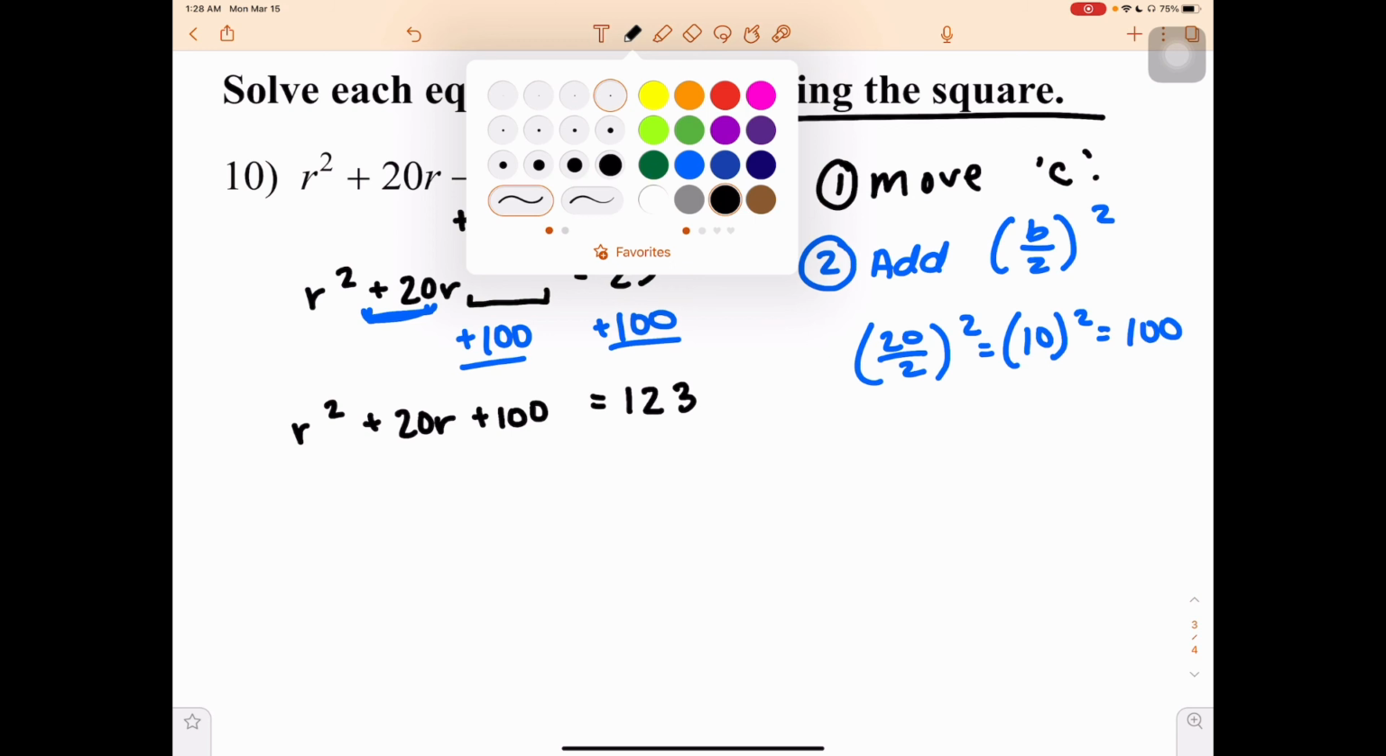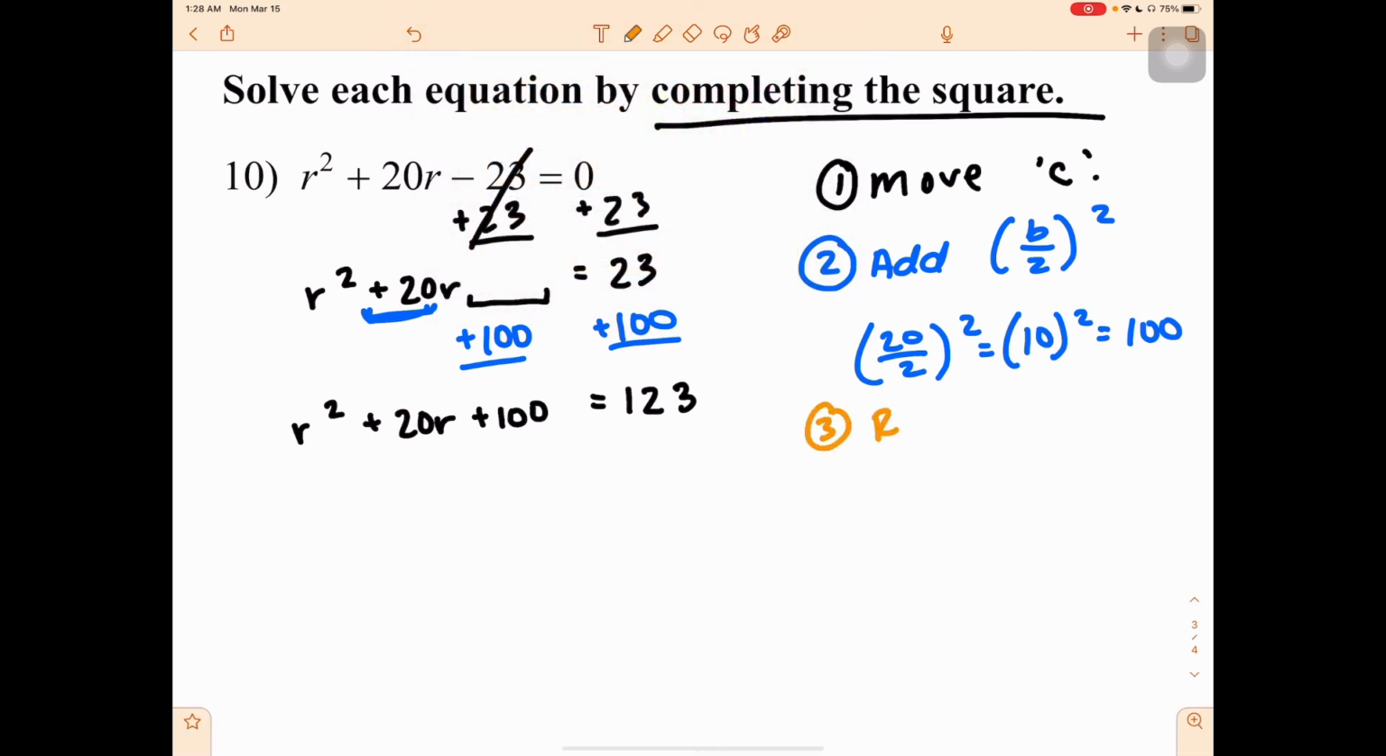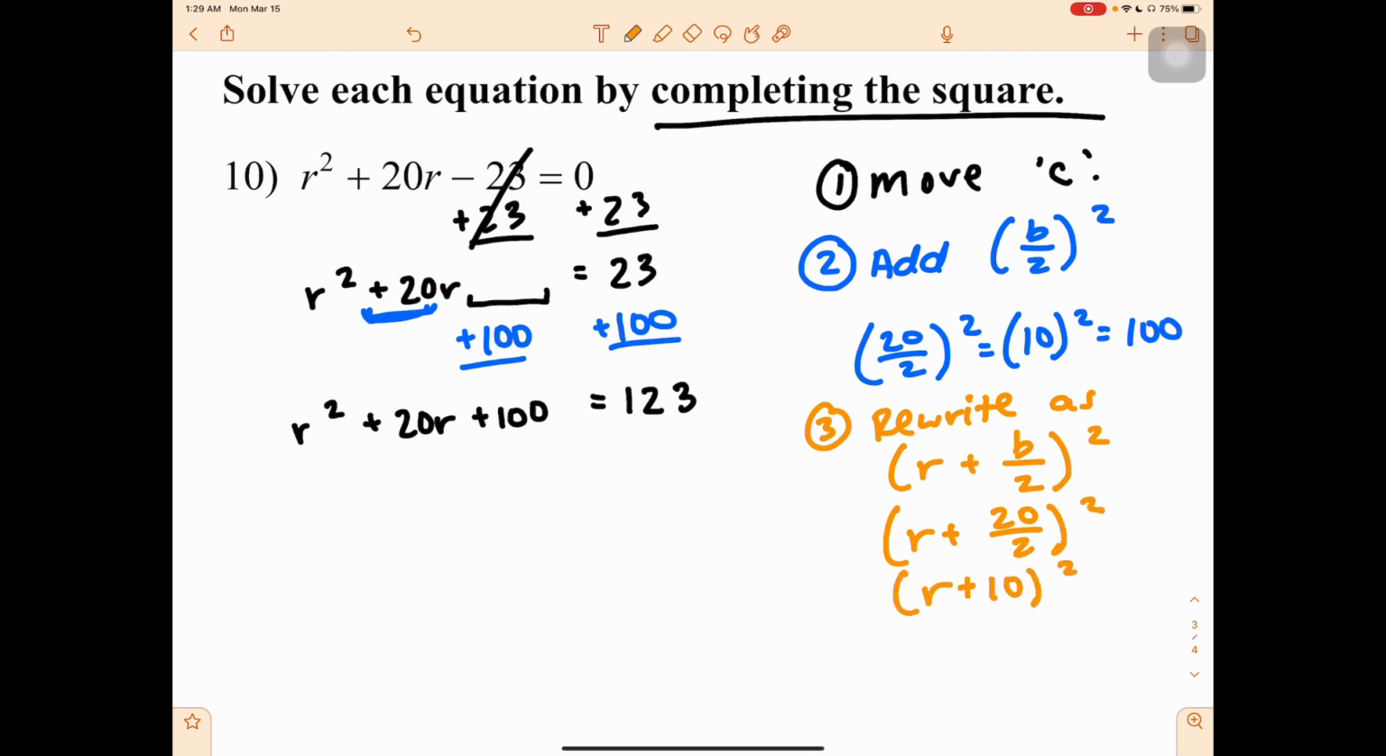Okay, so now my next step is to rewrite this as r plus b over 2 squared. And it's r this time instead of x because that's our variable, r. So r plus our b was 20, so it's going to be r plus 10 squared is how you're going to rewrite this. This is us completing the square. Okay, now we have it written as a complete square.